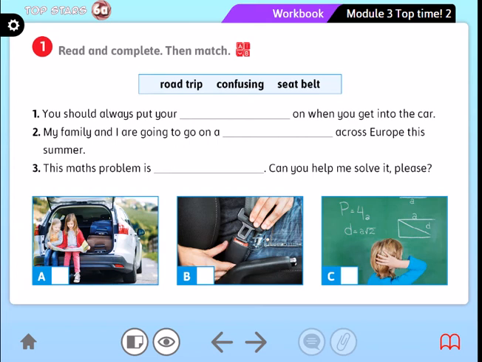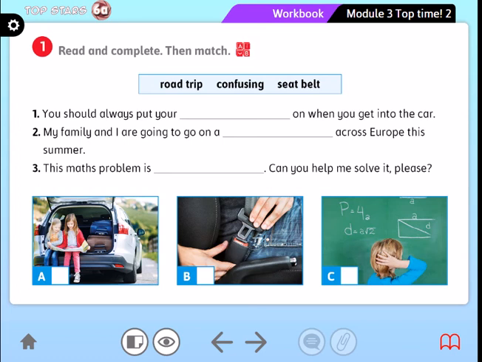You should always put your seat belt on when you get into the car. My family and I are going to go on a road trip across Europe this summer. This math problem is confusing, can you help me solve it, please?